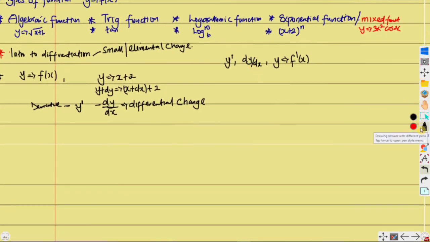Now, let's take some examples. We can take a very simple one first. We can consider y equals 5x plus 3, which is a very, very simple example for us.